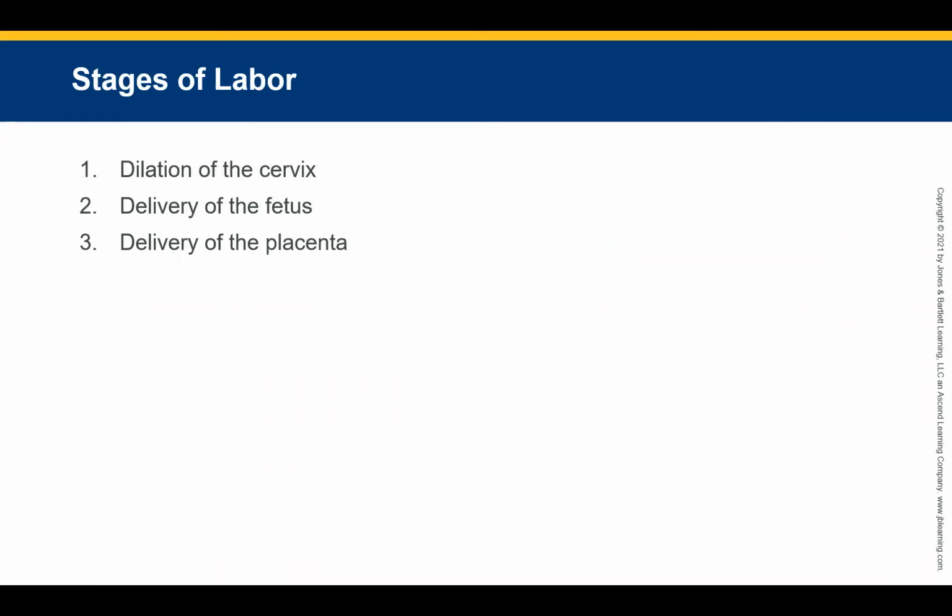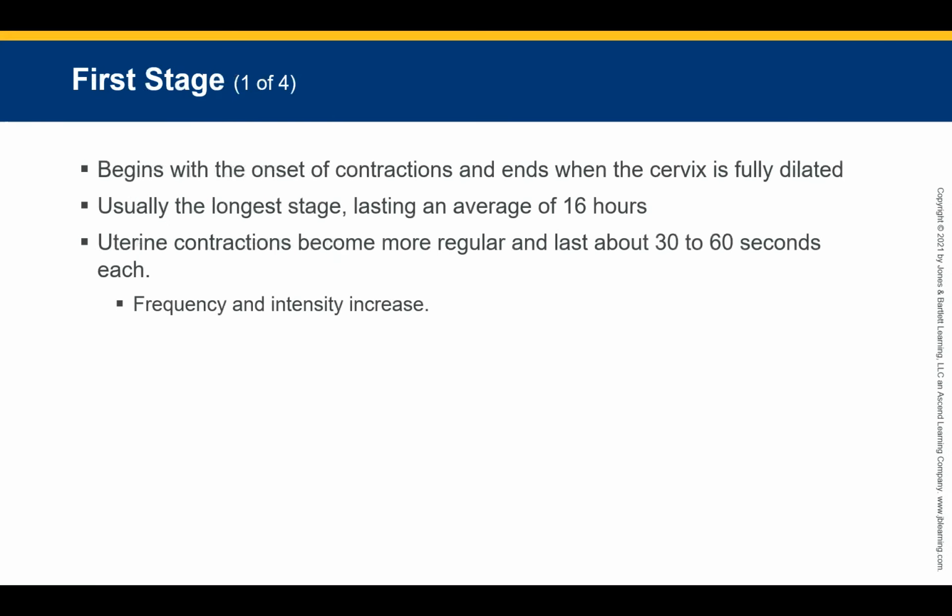Stages of labor. There are 3 stages of labor. We talk about the dilation of the cervix, delivery of the fetus, and delivery of the placenta. The first stage begins with the onset of contractions and ends with the cervix being fully dilated. The first stage is usually the longest stage, lasting an average of 16 hours.